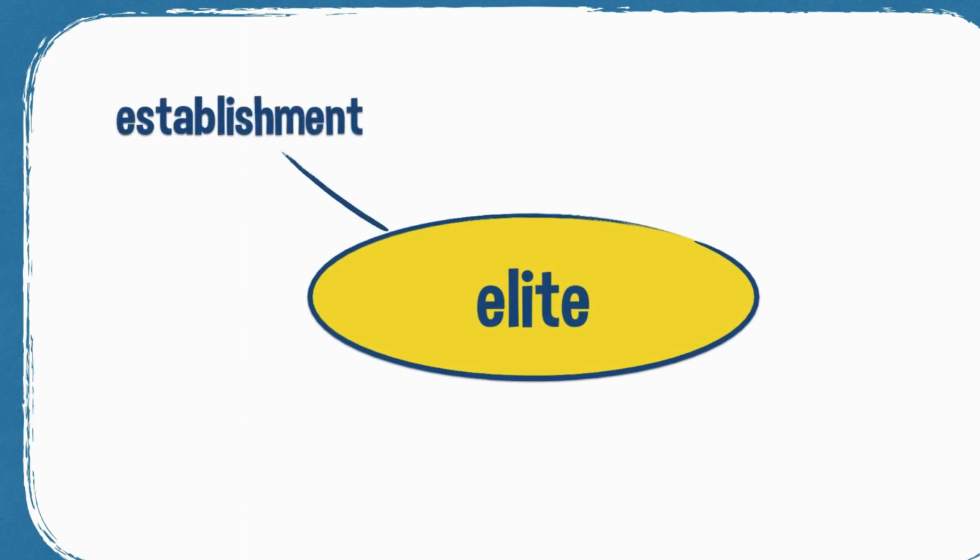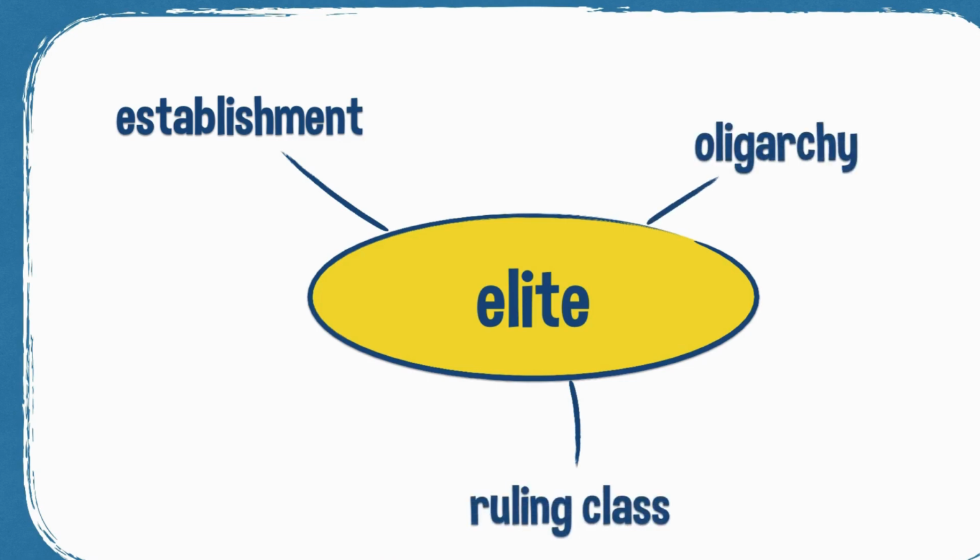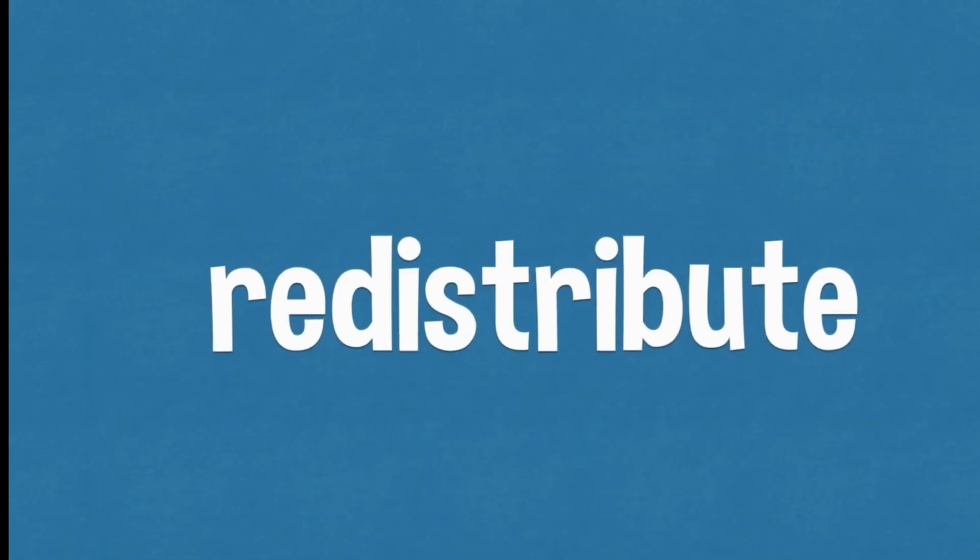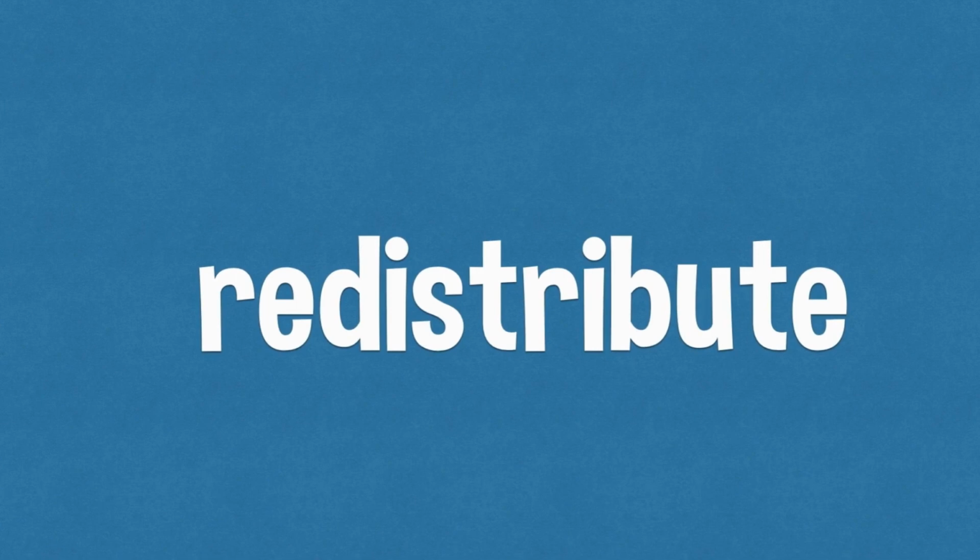So some synonyms. The elite is often the same as the establishment. So the governing or the wealthy parts of society is the establishment or the ruling class. Sometimes oligarchy as well. Oligarchy is a small group of people who run a country. Here's the next word, redistribute.